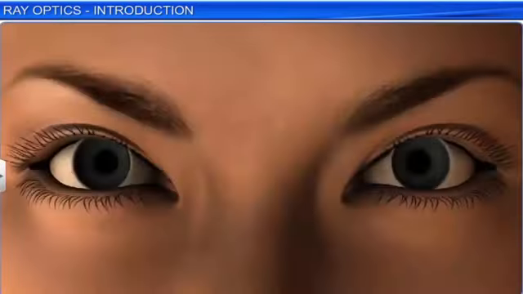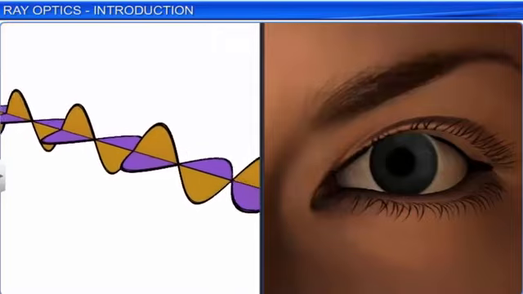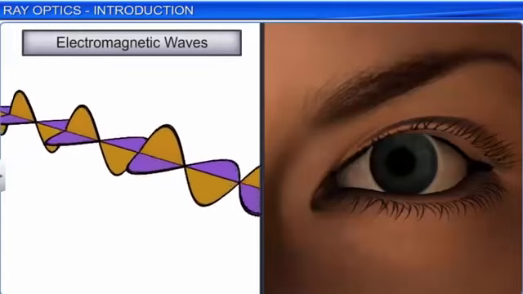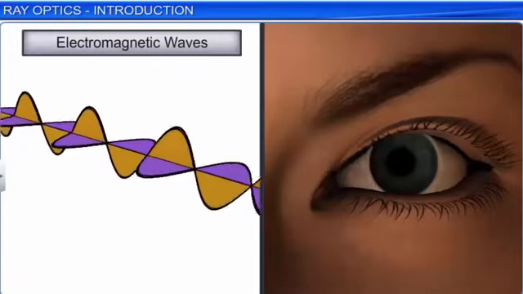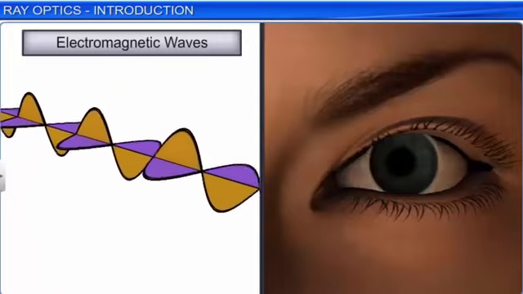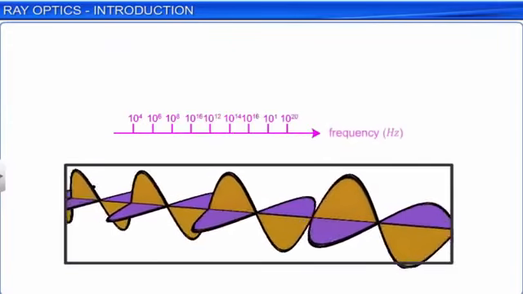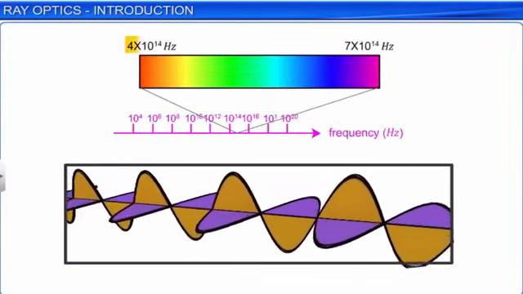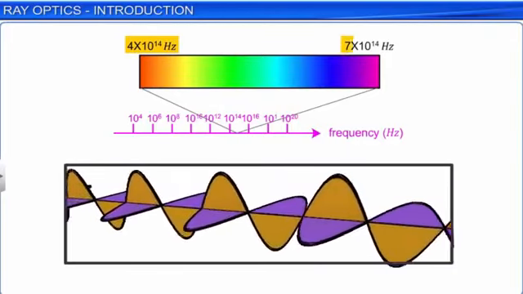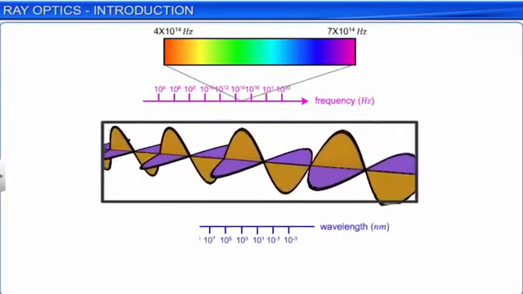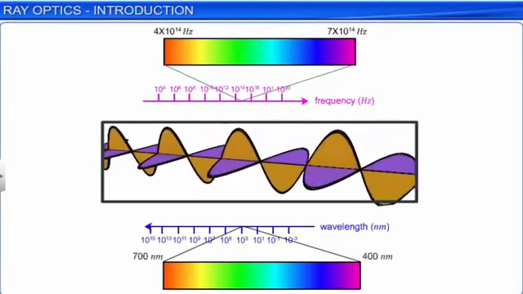In the same way, the human eye is also not sensitive to all frequencies of electromagnetic waves. The electromagnetic waves to which the human eye is sensitive are called visible light. The approximate frequency range of visible light is 4 × 10^14 Hz to 7 × 10^14 Hz. In terms of wavelength, the range of visible light is 700 nanometer to 400 nanometer.